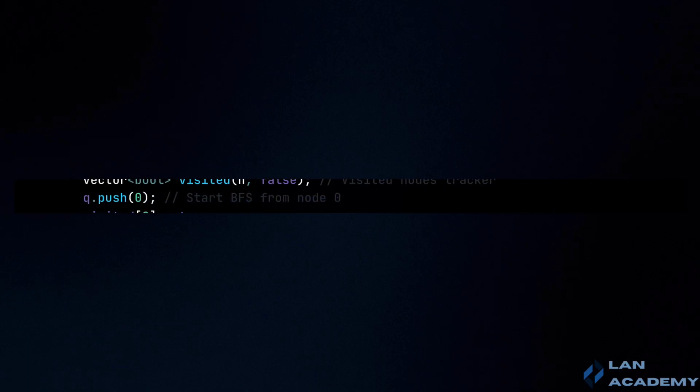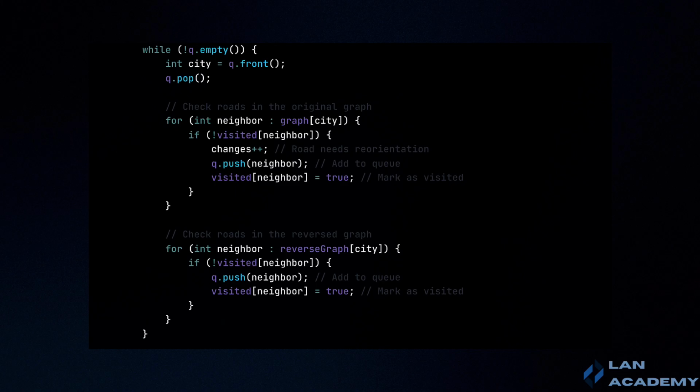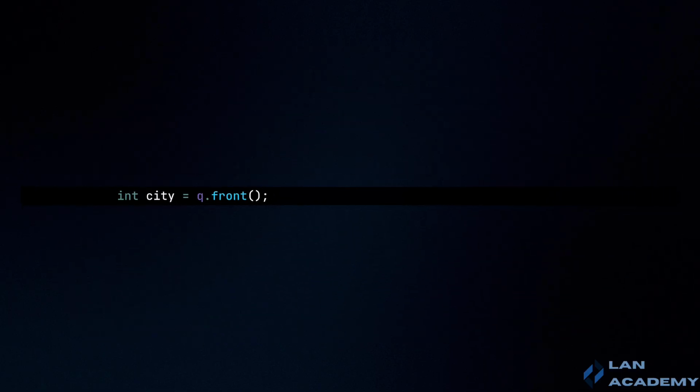The first step is to add city 0 to the queue and mark it as visited. Then, as long as the queue isn't empty, we run a loop to process each city. In each iteration, we extract the element from the front of the queue representing the current city to process. Then, using queue.pop, we remove the first element from the queue.